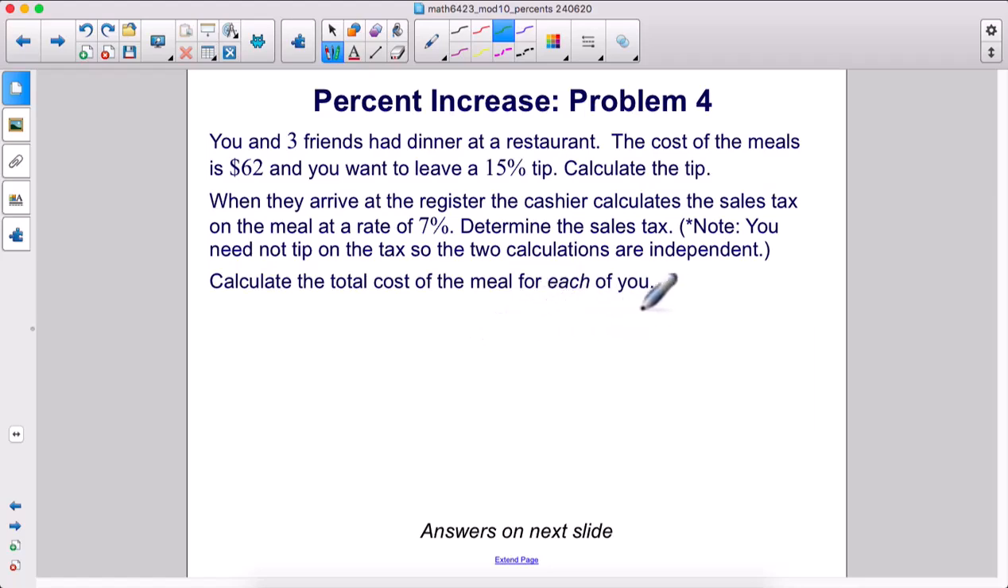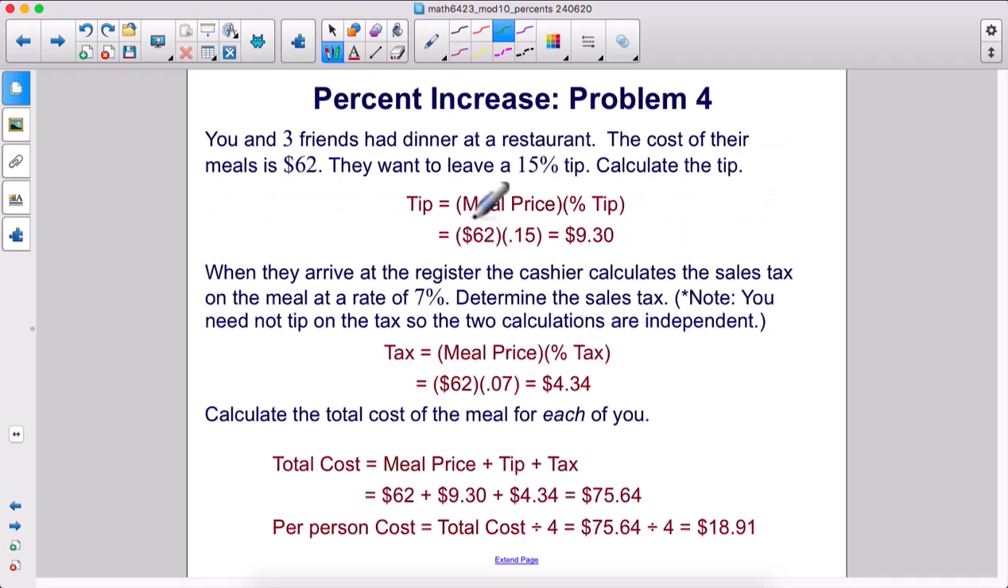So we're going to split this meal 4 ways. The total price of the meals was $62. For the 15% tip, we multiply 0.15 times the meal price and we get a tip of $9.30. To find the tax, we multiply the meal price by the 7% tax, which is 0.07. So that's going to be $4.34. The total cost of the meals is the meal price, $62, plus the tip, plus the tax. That's $75.64. Now, because it's me and 3 friends, we divide that total cost by 4 to get that everybody owes $18.91.